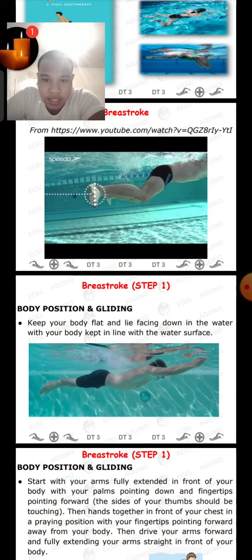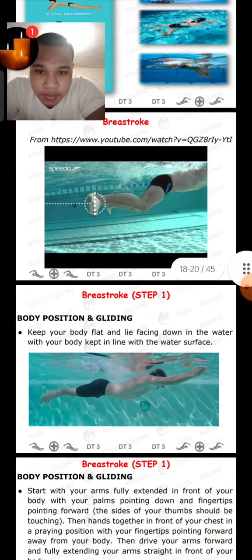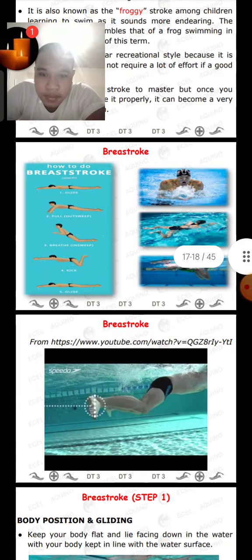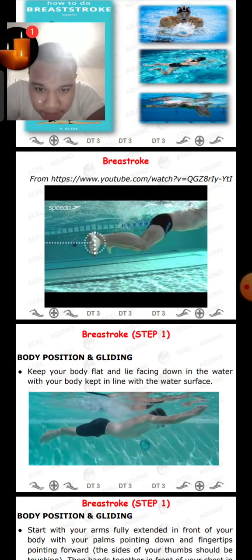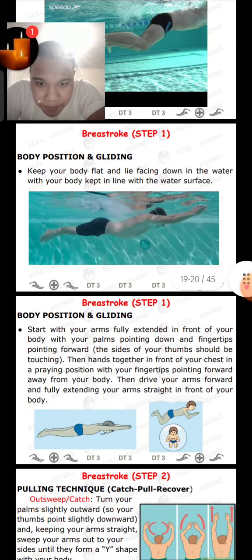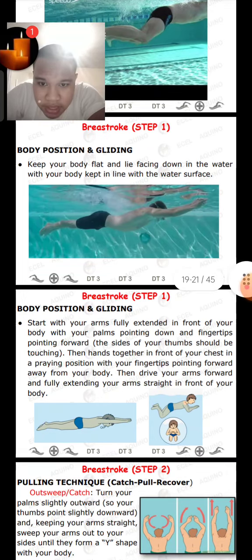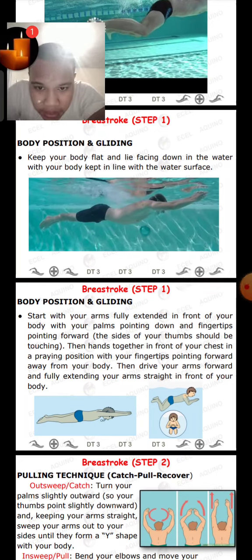Body position and gliding. Keep your body flat and lie facing down in the water, with your body kept in line with the water surface. Start with your arms fully extended in front of your body, with your palms pointing down and fingers pointing forward. The sides of your thumbs should be touching. Then bring your hands together in front of your chest in the praying position, with your fingertips pointing forward away from your body. Then drive your arms forward, fully extending your arms straight in front of your body.